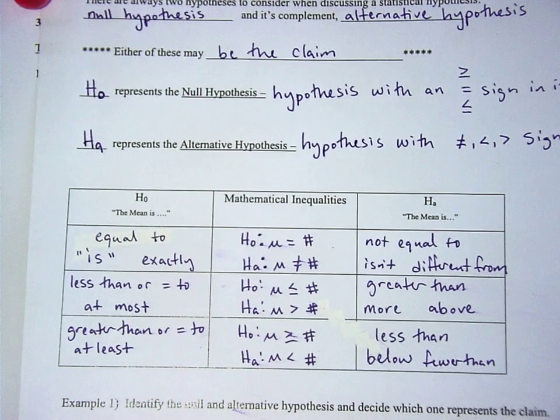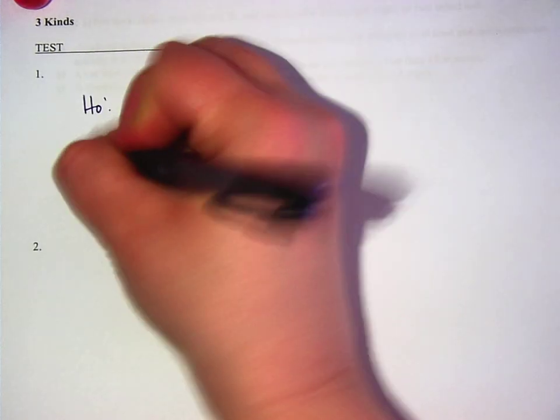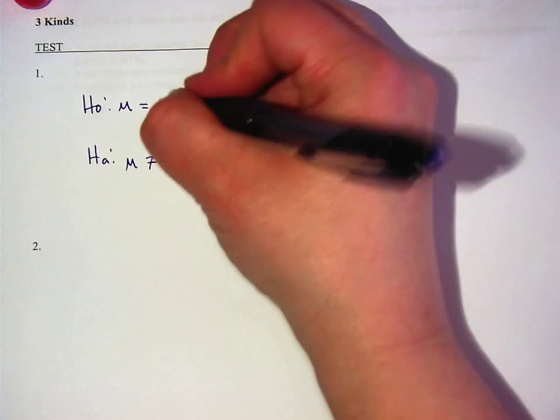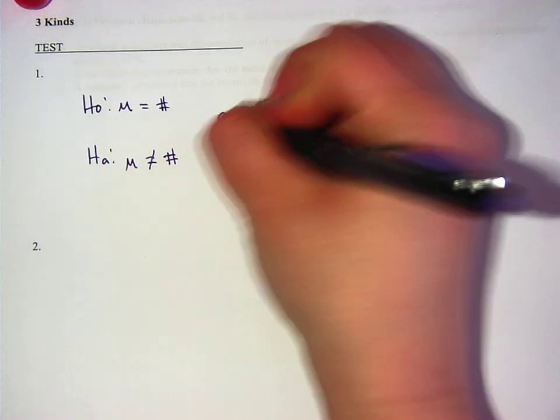All right, so there are 3 kinds of tests, which you can probably guess are based on these. 1, 2, 3. You know, that blurry stuff? So the first one is H sub O, H sub A. I'm going to use mu right now, but it really could be P as well. Mu is equal or not equal to a number. And this is called a two-tailed test.